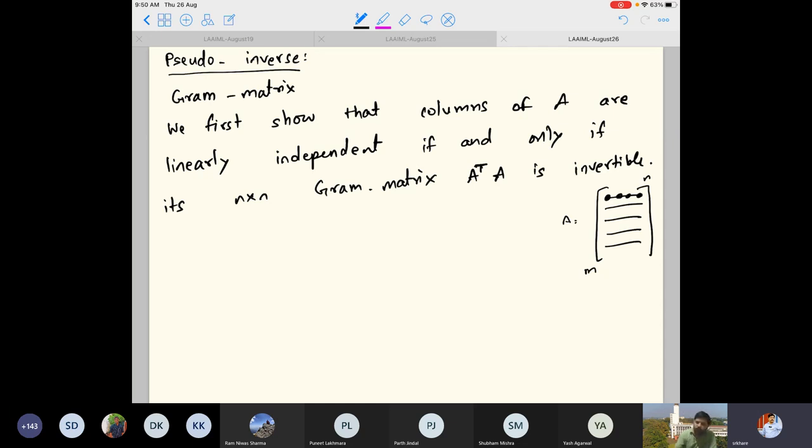So now what do we want to prove? We want to prove that if the columns of A are linearly independent, then A transpose A is invertible, and vice versa, right? So how do we prove that? So let us first assume that columns of A are linearly independent.